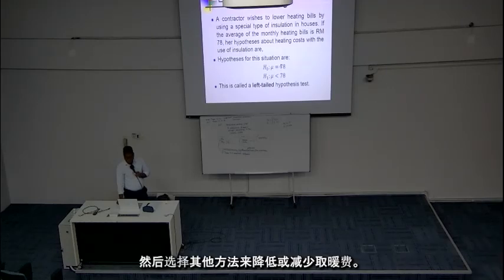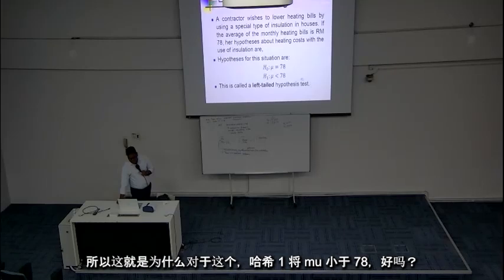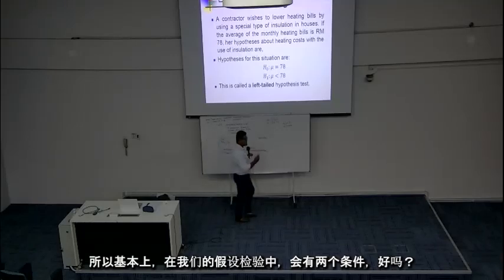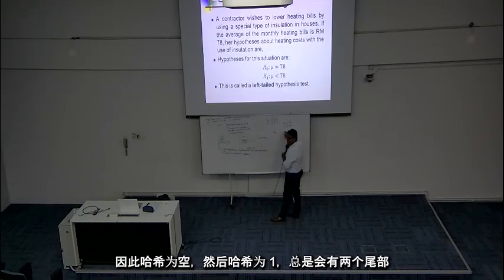And then the H alternative is always to lower or decrease the heating bill. So for this one, H1 will be mu is less than 78. This is called a left tail. Basically in our hypothesis testing, there will be two conditions, H null and then H1.